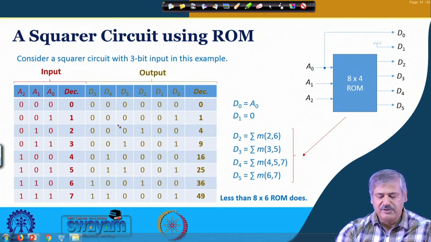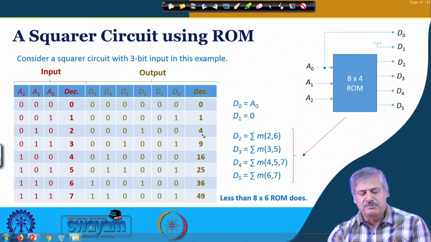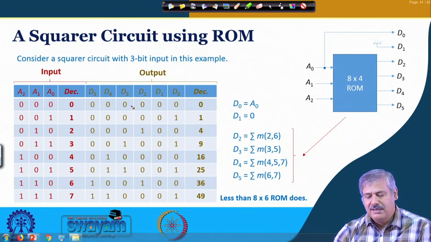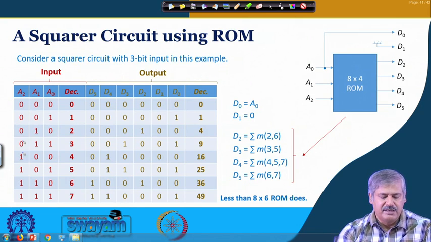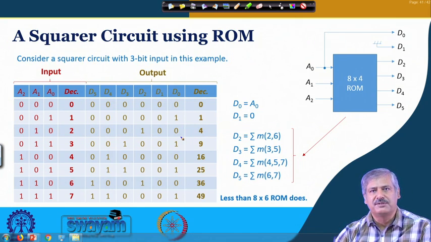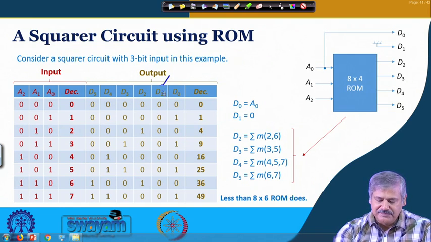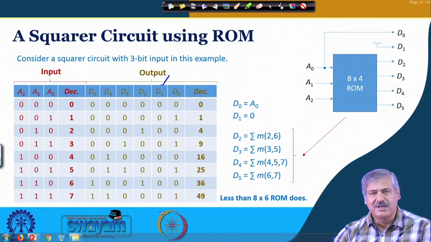So, this becomes a kind of lookup table, that if this is the input, the corresponding output should be like this. If you just look at it and try to realize it using a ROM, then you may think that I need an 8 cross 6 ROM, because there are 8 inputs and 6 outputs. But if you look at it closely, then perhaps you can see that you can do with a lesser sized ROM as well, okay. How? You can see that D1 is always 0, okay.